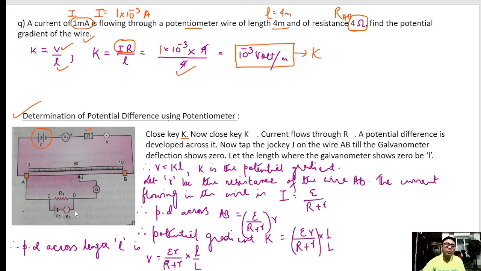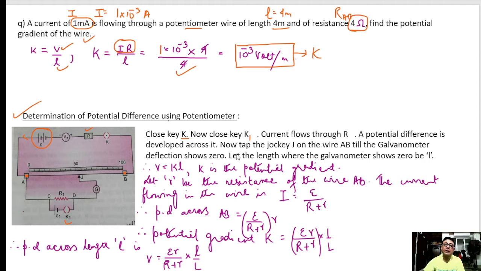Okay, now close the key K1. This is the key K1. So what happened? Current flows through R. This is the resistance R. When you close the key K and K1, the current will start to flow through R. A potential difference is developed across it. So across the wire AB there will be a potential difference.